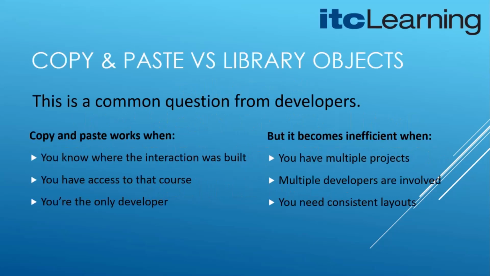Alrighty. I did want to mention, before we jump in and actually build some of this stuff, the difference between copy and pasting something versus using a library object. So obviously if you're working within the same course and you've got a common page type that you want to reuse, you can just go find the page, copy it, and paste it in Lectora. That comes into it a little bit with variables as well. I'll talk about that a bit later, about making sure that variables are different between different pages, but essentially copy and paste works better if you know where the interaction is.